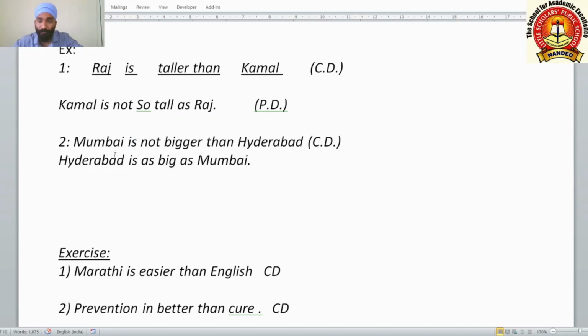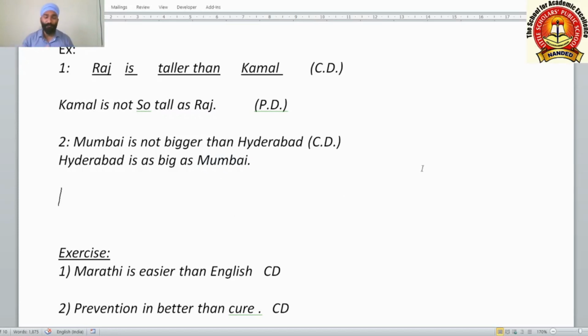Just what we are doing first, we are swapping the subject and the object. Thereafter we are using helping verb according to the subject, whatever will be the subject. Thereafter we are using as or so as depending upon the negative positive sentence. Thereafter we are using the positive degree form, first form of the adjective, thereafter the object. So this is how we have to change the degree.